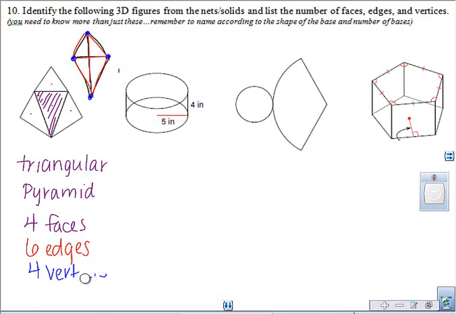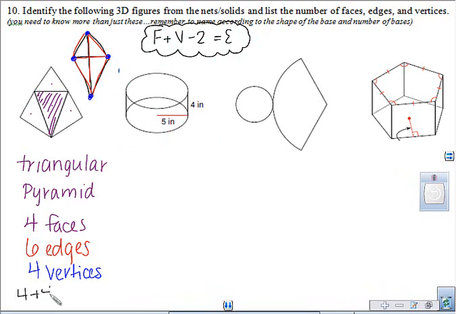Don't forget, you can always use Euler's formula to check if that's true. The number of faces plus the number of vertices minus 2 will equal the number of edges. Okay, that's going to be true for all of your prisms and pyramids. It will not necessarily be true for your solids with circles. So if you check that, is 4 plus 4, because that's faces plus vertices, minus 2, that would be 8 minus 2 is 6, and that's what we said, so that one does check out.